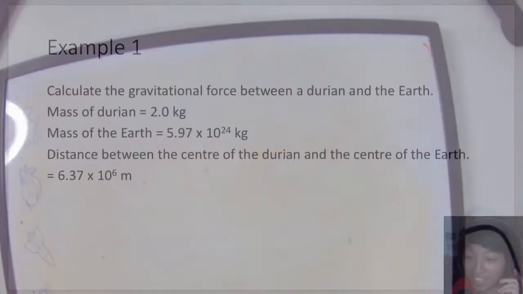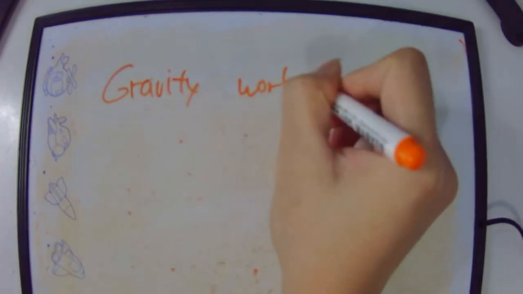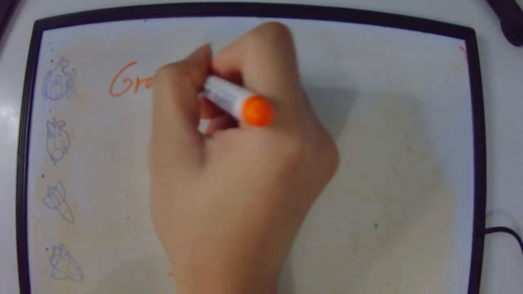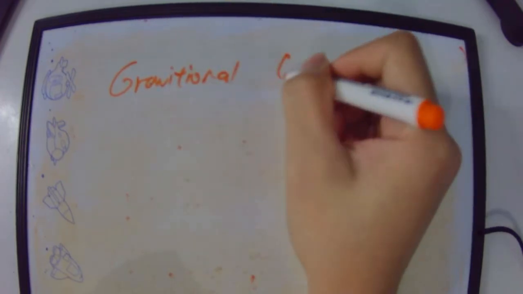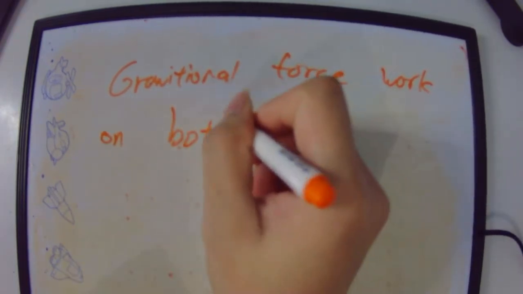So actually, that's a trick question. Okay, some of you are a little surprised. It's fun to ask questions like that. Let me show you how this is. The answer is both. Gravity works, or I should say gravitational force works on both bodies.